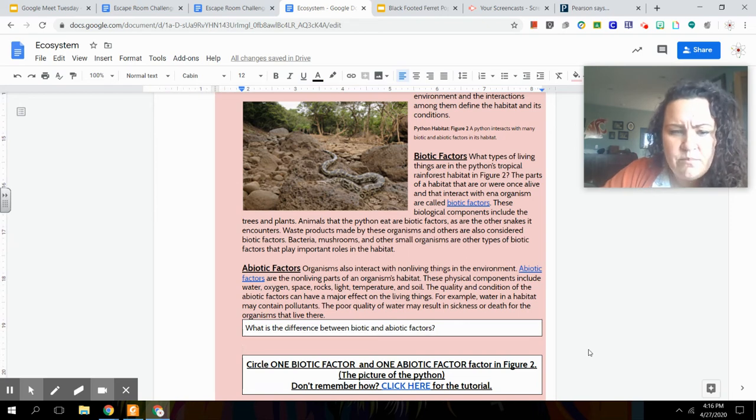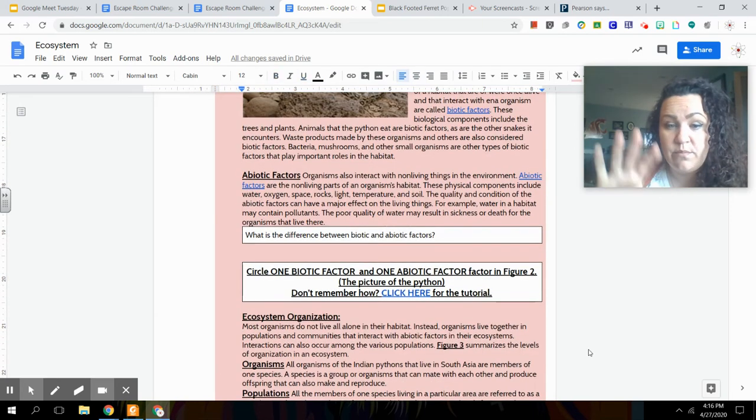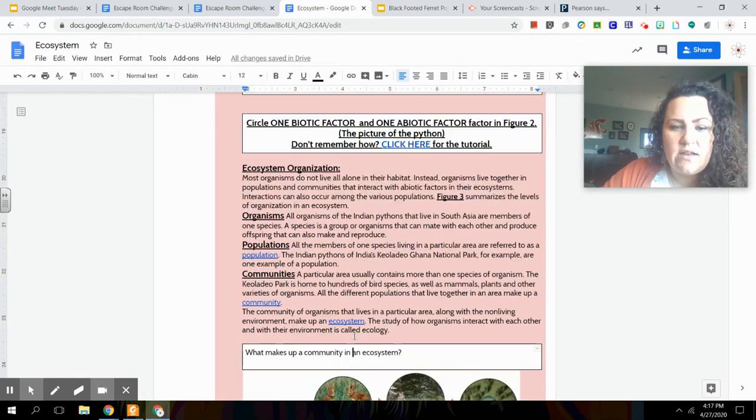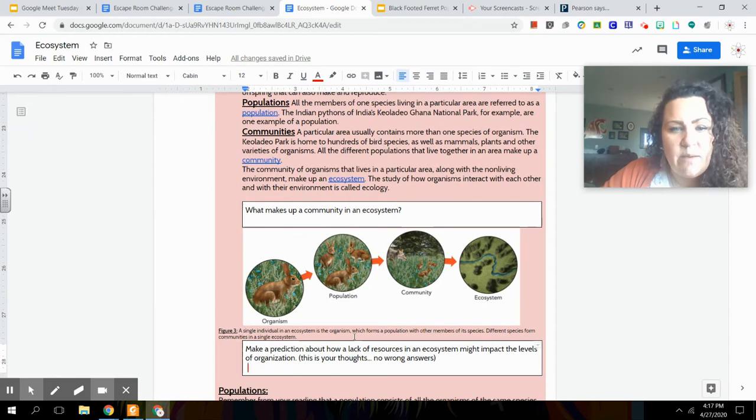Okay. Moving on. Here's another white box telling me something really important that you have to do. Circle one biotic factor and one abiotic factor in figure 2. The Python is figure 2. Don't remember how to do that? We just did that earlier, but if you didn't, click here for the tutorial, okay? All right, moving on. We're going to continue reading about ecosystems and populations, and it says, what makes up a community in an ecosystem? If you can't remember, reread that section on communities right above it. Do you see that? A community is a particular area, right? So the things that make up a community and ecosystem are, boom, you type your answer.